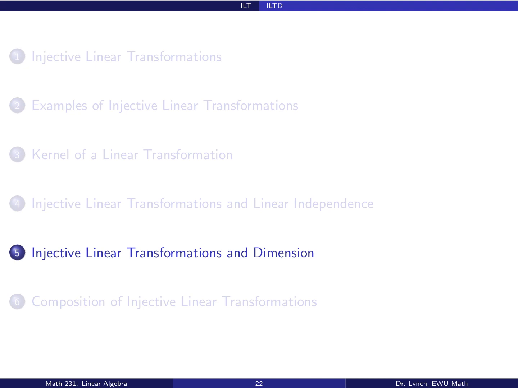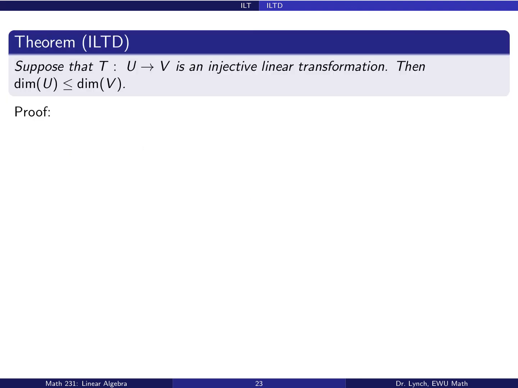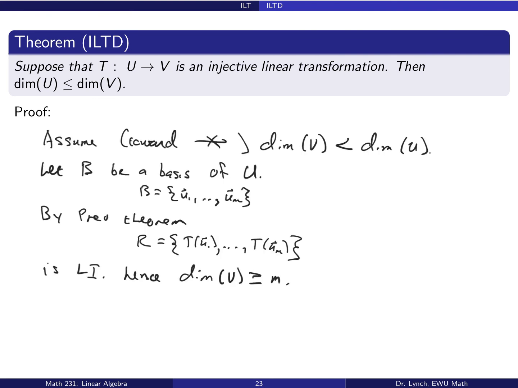Okay, so let's talk about dimension. Here is a theorem. Suppose that T has domain U and codomain V and it's injective, then the dimension of U must be less than or equal to the dimension of V. And the way that we'll prove this theorem is by contradiction. Okay, if B is a basis of the vector space U, then we just saw by the previous theorem that the set R, the image of those basis vectors, is linearly independent. Okay, so the dimension of V then has to be greater than or equal to m by the Goldilocks theorem.